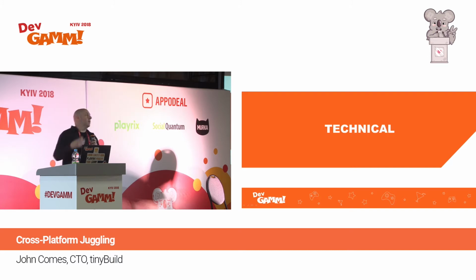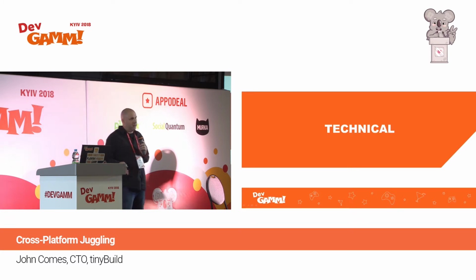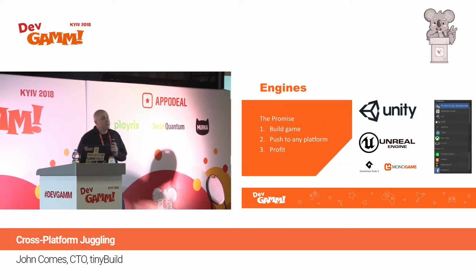So I'm going to spend time talking about each of 3 individual parts: the technical side of things, the production side of things, and the design side of things. So when it comes to technical, you tend to download engines that are out there. Unity, Unreal, there's a few people that use Game Maker and Monogame. And they come with a great promise.